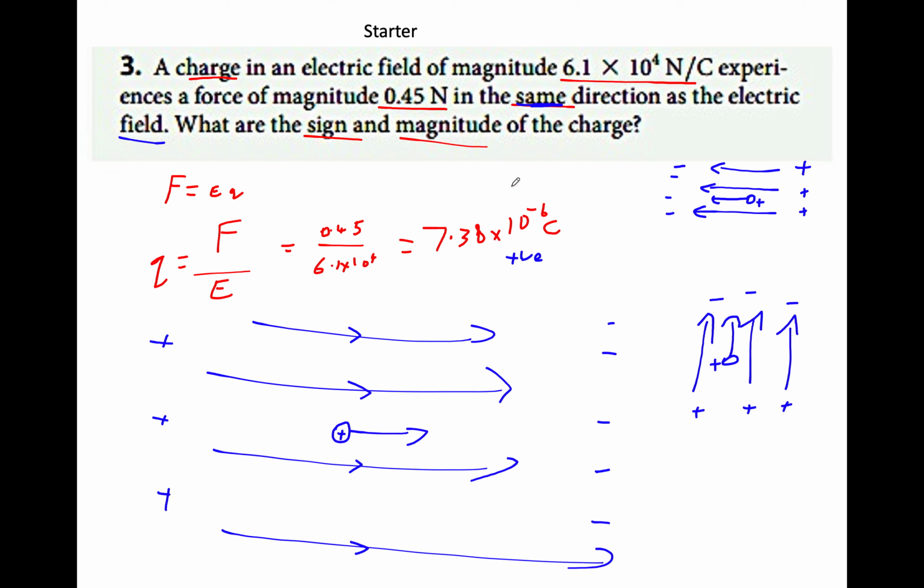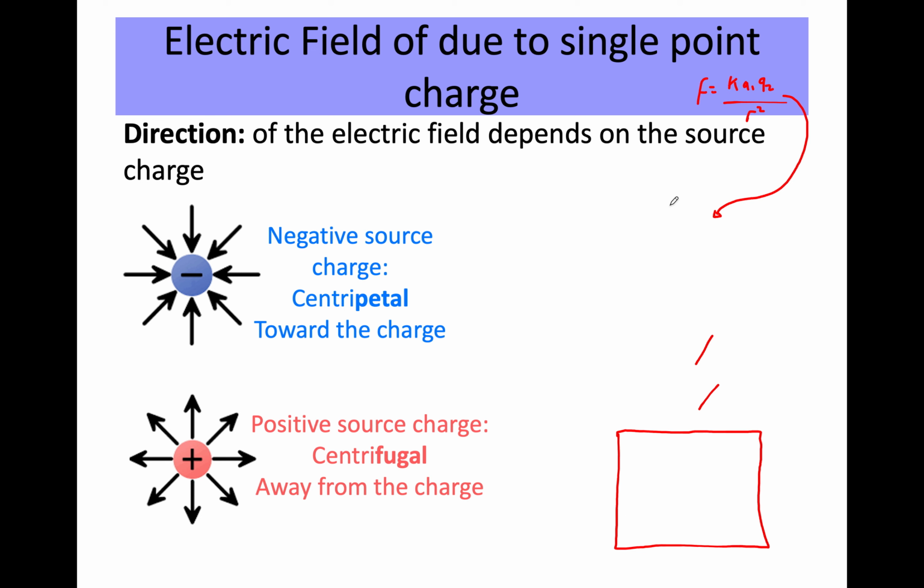And you need to know if it's going in the same direction, if it's positive on one side, negative on the other side. It doesn't matter if it's down and up or right and left. If it's in the same direction, it's going from positive to negative. So it's attracted to the negative side, which means it must be a positive test charge. Okay, so now we can calculate the field due to a single point charge.